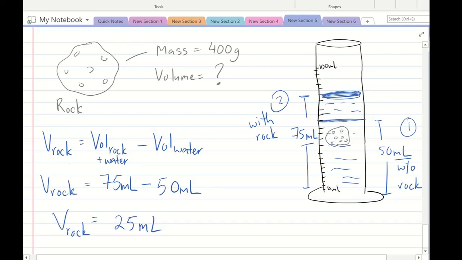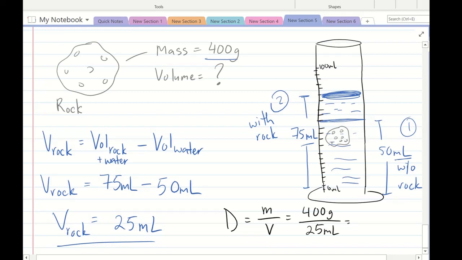I put V sub rock just for you to understand. So now we know what the volume of the rock is. We know what the mass of the rock is. So we can calculate the density of the rock. The density is, again, mass over volume, which is 400 grams divided by 25 milliliters. Take out our calculator, 400 divided by 25 gives us 16 grams per milliliter. That is the density of the rock.